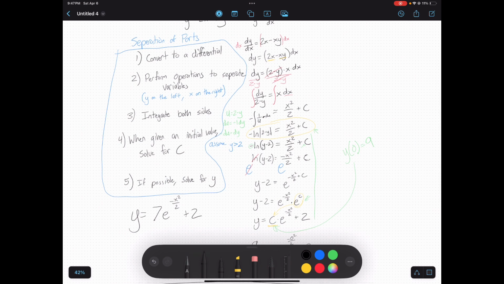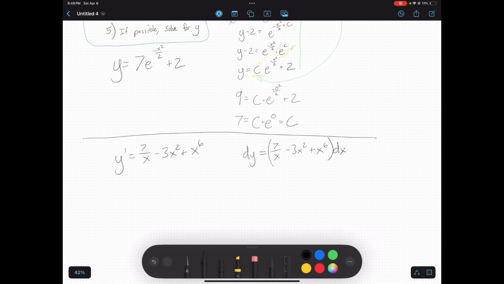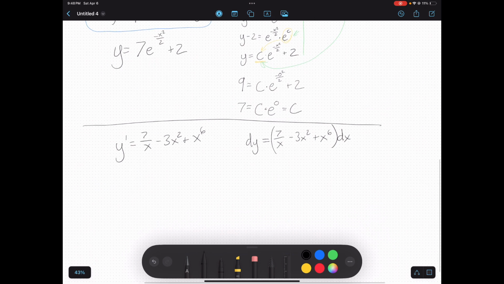Step 2. Perform operations to separate variables. Well, what do you notice? This function's already separated. It's because it's only in terms of x. There's no y value I need to worry about getting over to the right side. So I'm ready to go ahead and move on to step 3, taking the integral on both sides. So you'll see a few problems like this where you don't actually need to separate anything. As soon as you make the differential, you're ready to integrate.